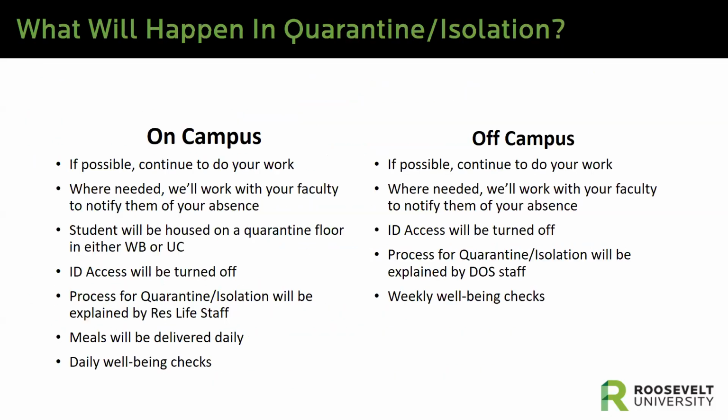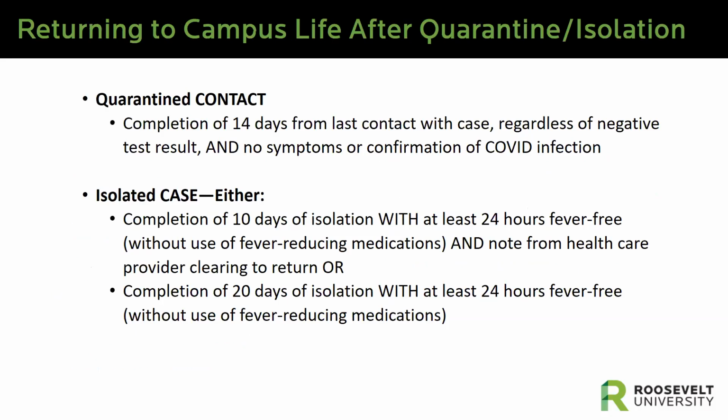So if you're in quarantine or isolation, it's going to look a little bit different if you're on campus versus off. So if you're on campus, we'll be checking in with you daily. You'll be housed on our quarantine floor, and we'll be making sure to provide delivery options for meals for you daily. Obviously, if you're off campus, you won't be living with us, so the daily check-ins won't exist. We'll be doing weekly check-ins instead. We'll also be walking you through the process for quarantine and isolation, and also making sure that you have what you need in order to successfully complete the quarantine at home.